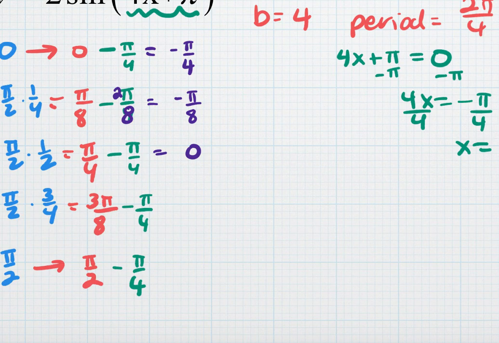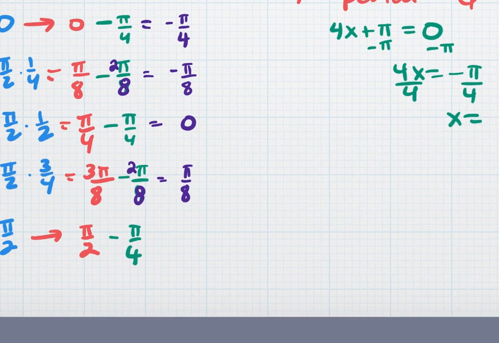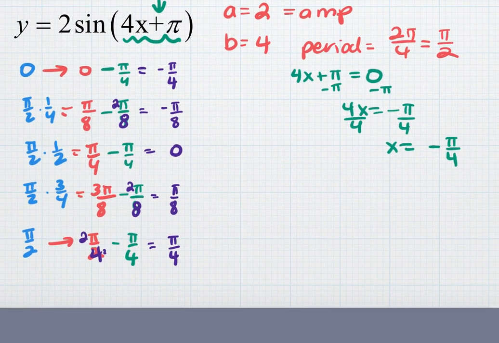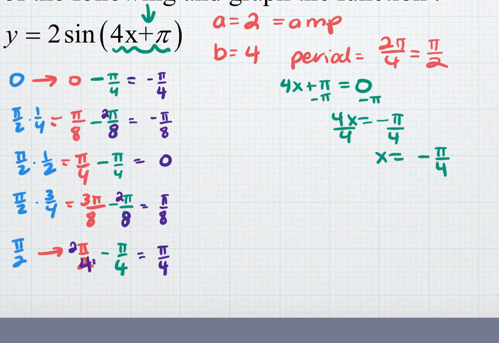3 pi over 8 minus pi over 4, change it again. So this becomes 2 pi over 8, and I get pi over 8. And pi over 2 minus pi over 4, I have to give it a like denominator. So it's 2 pi over 4 minus pi over 4, which is pi over 4. And now these 5 adjusted points are your key points on the x-axis.